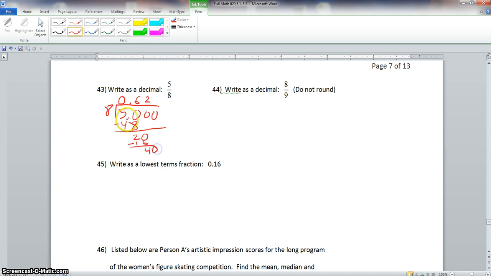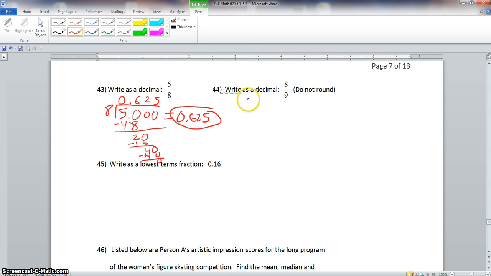We bring down our 0. 8 goes into 40 5 times. 5 times 8 is 40. So we will have 40 minus 40, which is 0. So we're done. And our final answer is 0.625. Now remember, whenever we change it to a decimal, we either go till it terminates or we go until it repeats if it does not ask us to round.